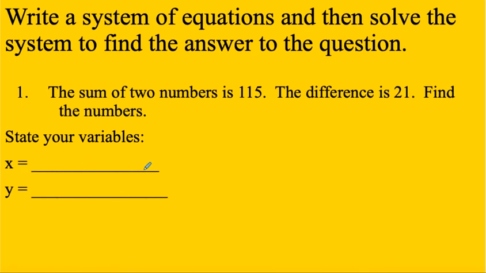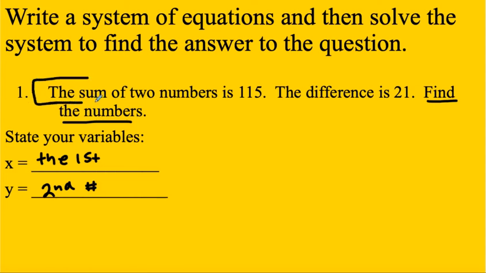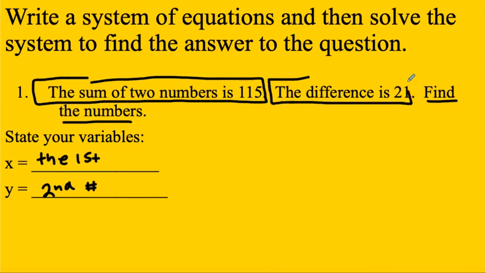Well, we need our variables. We're always going to have to write a let statement to make our variables. And what's unknown here? The question says, find the numbers, so that is your unknown. So we're going to let x equal the first number and y equal the second number. Then we look at each statement to see if we can write an equation based on that. It says the sum of these 2 numbers, x and y, is 115. So x plus y equals 115.